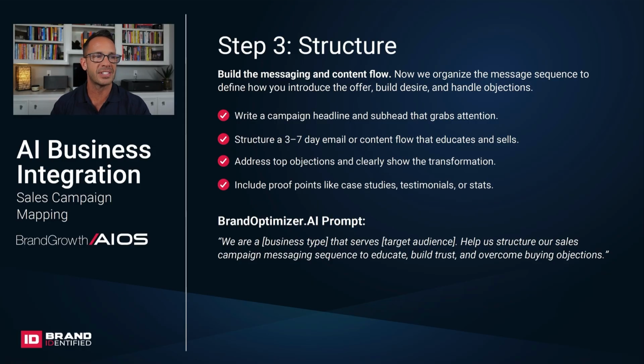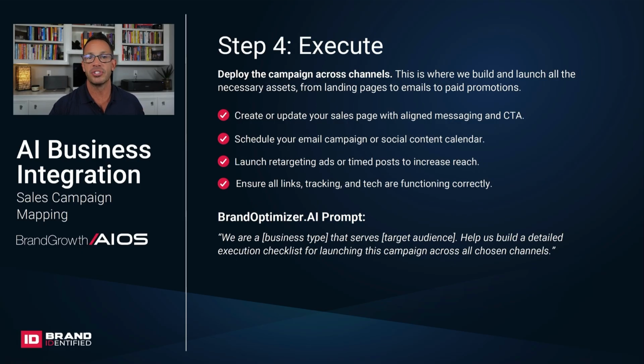Structure a 3 to 7 day email or content flow that educates and sells. Address top objections and clearly show the transformations, and then include proof points like case studies, testimonials, or statistics. And then just like in step number 2, I've given you a BrandOptimizer.ai prompt to help you out here in step number 3.